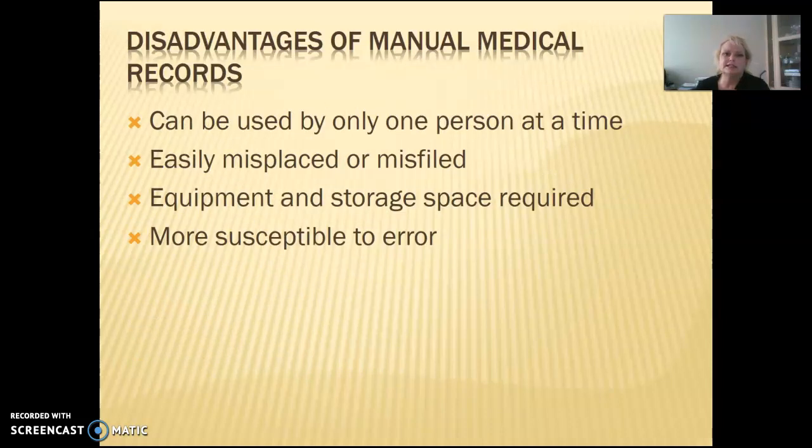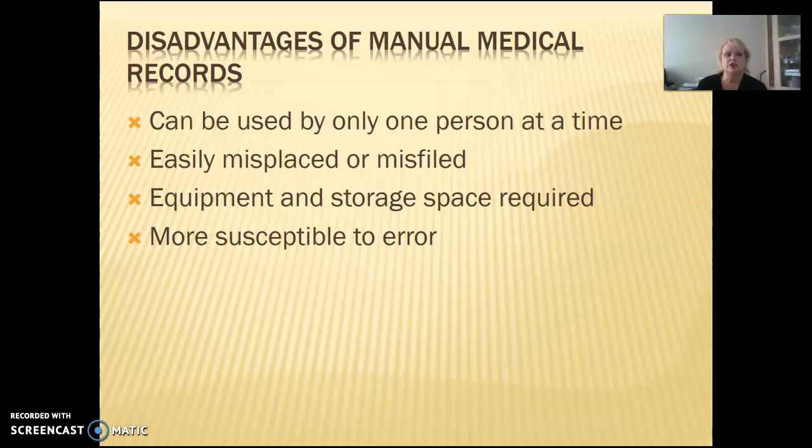Now, in terms of the disadvantages of paper charts, a paper chart can only be viewed by one person at a time. With an EMR, I can be viewing a patient's chart at the same time that my doctor is, if we're both doing tasks for that patient, which is really nice. It makes us more efficient. Another thing is that paper charts can be lost or misplaced. With medical records or an EMR, you can't really lose somebody's chart.